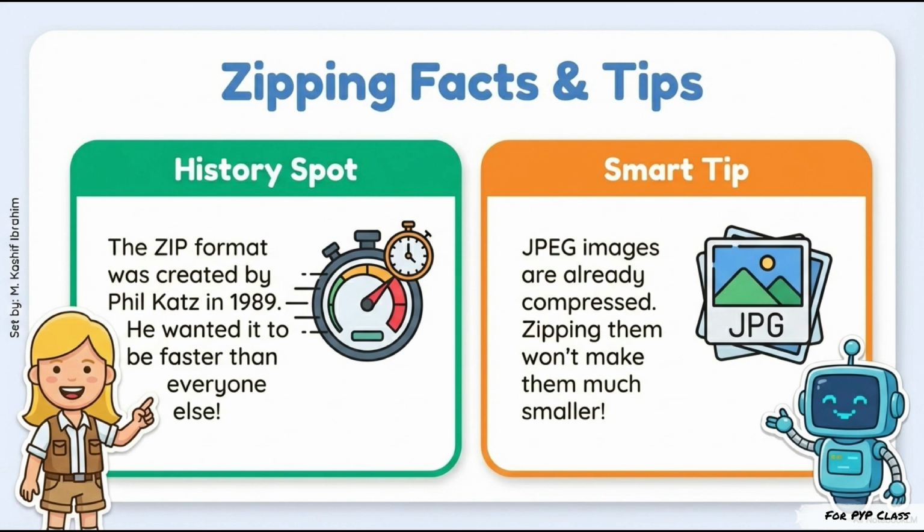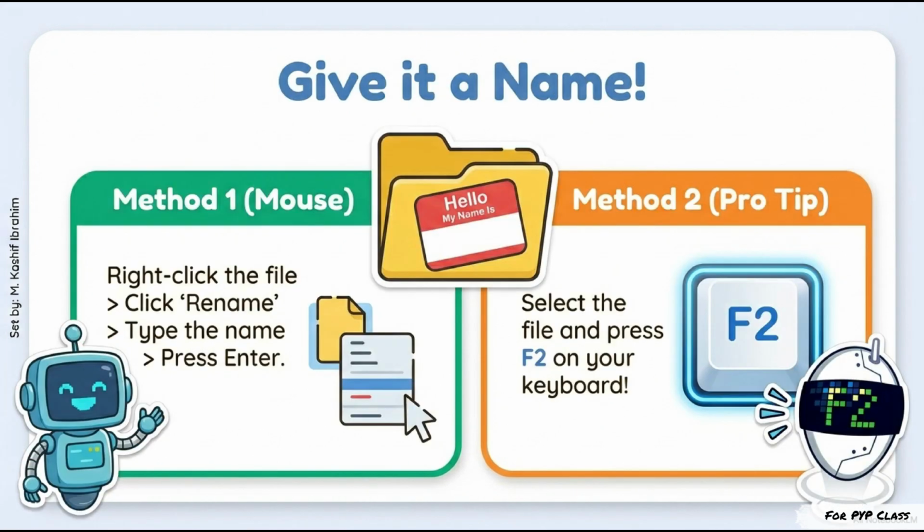Time for some quick facts. In our little history spot, we can see the zip format was created way back in 1989. It was made by a programmer who wanted it to be faster than anything else out there. And here's a really great smart tip. JPEG images, your standard photos, they're already compressed, so trying to zip them won't really make them much smaller. It's kind of like trying to pack an already packed suitcase.